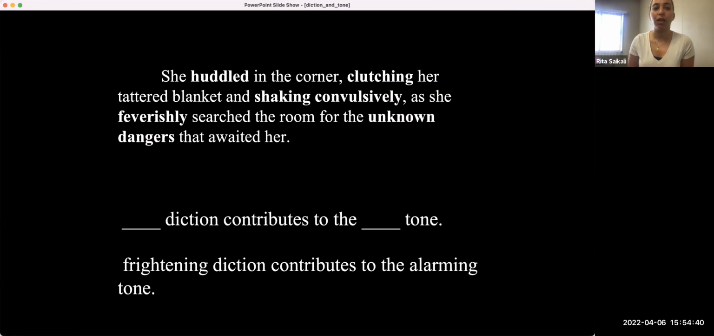Okay. She huddled in the corner, clutching her tattered blanket and shaking convulsively as she feverishly searched the room for the unknown dangers that awaited her. Happy, sad? Scared, right? All right. The frightening diction contributed to an alarming tone, right? The frightening diction contributed to a scary tone.